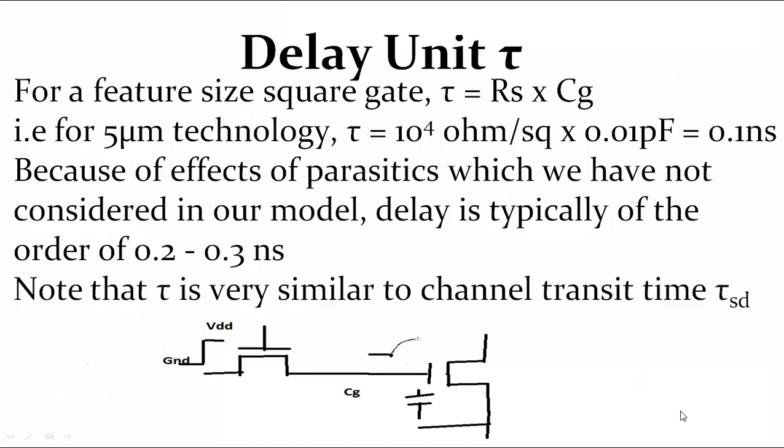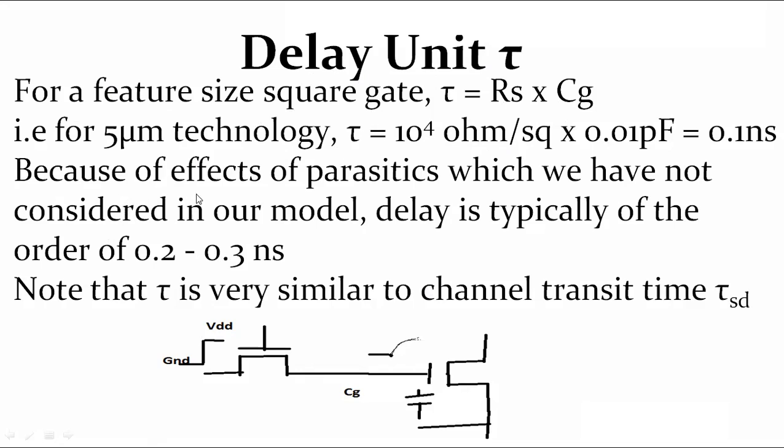Here take the NMOS inverter driven by another NMOS inverter, where one NMOS transistor is connected to another NMOS transistor. For a delay unit tau, for a feature size square CZ, tau equals RS into square CZ. Already we have explained this. That is 10 to the power of 4 ohms per square into 0.1, which is equal to 0.1 nanoseconds.